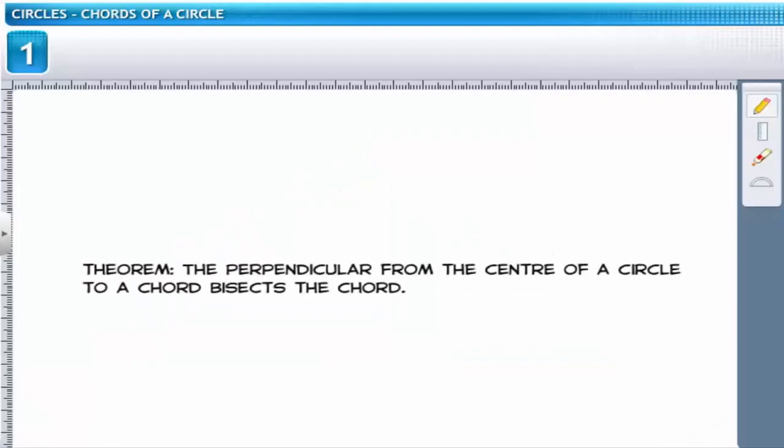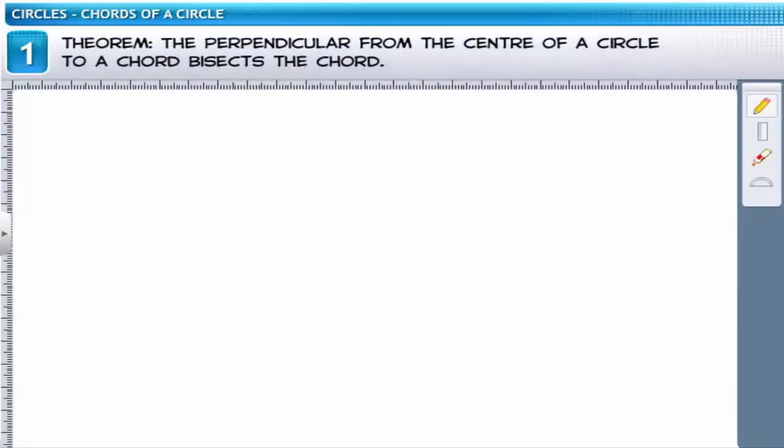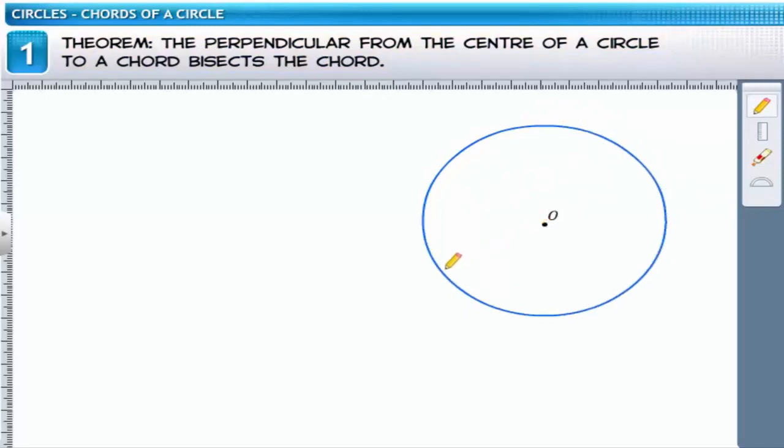Next, we'll discuss a theorem based on the perpendicular bisector of a chord. The theorem states that the perpendicular from the center of a circle to a chord bisects the chord. Now, consider a circle with center O, such that AC is a chord of the circle. OB is the perpendicular drawn from O to AC. We have to prove that OB bisects the chord AC or divides it into two equal parts, so that AB equals BC.